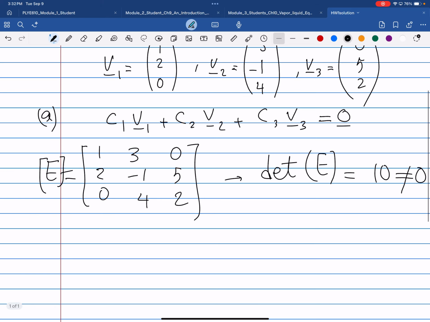Now in part B, I'm asking you to find this constant. Let's say I have vector W as 5, some constant alpha, 6, so 3 components. Find alpha such that it is linearly dependent on V1 and V2. So now we want to have this vector in the same plane as V1 and V2. What do you do in this case?